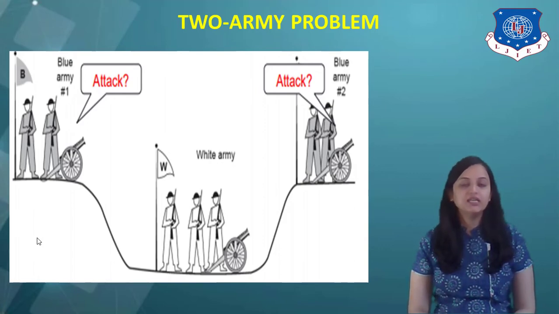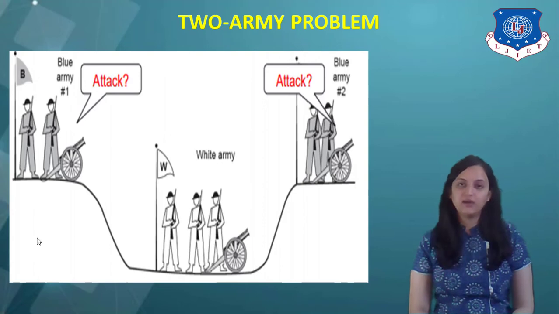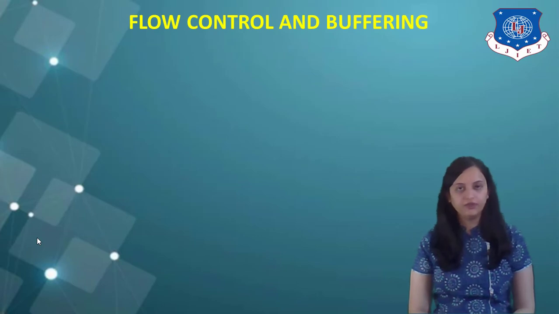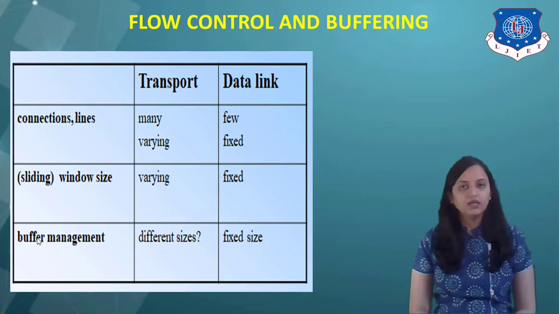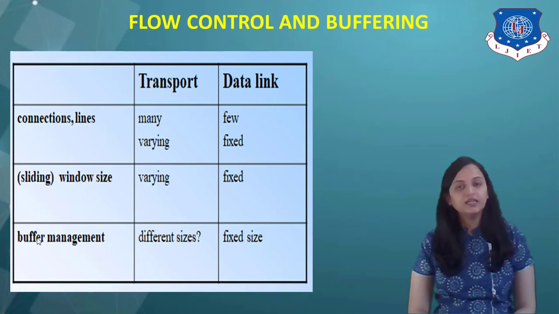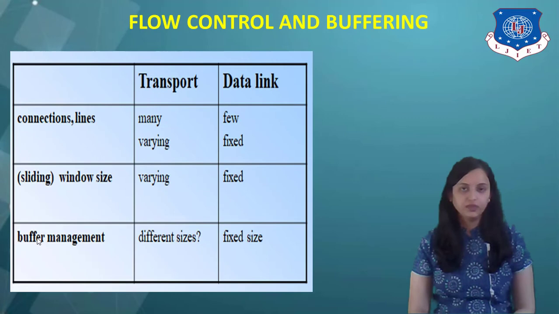Now I hope that connection release is clear to you, and the cases of connection release, symmetric release and asymmetric release are clear. Now the next element is flow control and buffering. The flow control and buffering rules are the same as those in the data link layer. But let us understand the difference between the transport layer and the data link layer. Connection lines in the transport layer are many and may vary, whereas in the data link layer the connection lines are few and they are fixed for particular users.